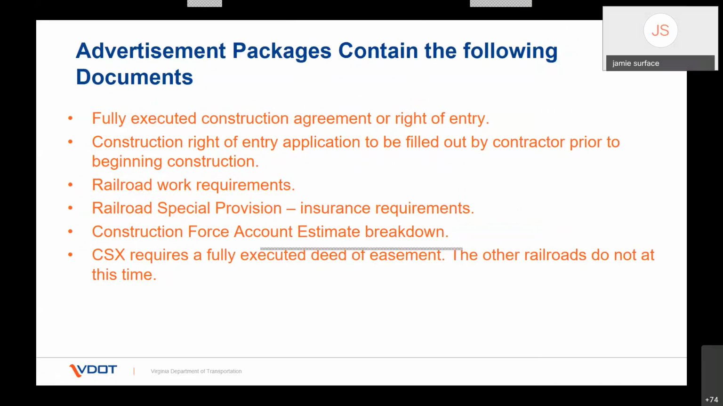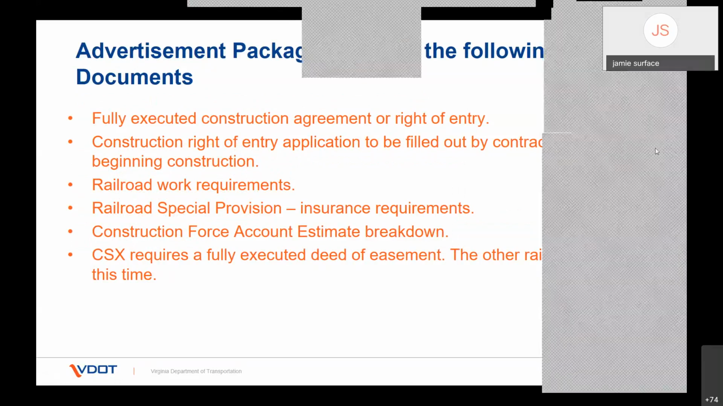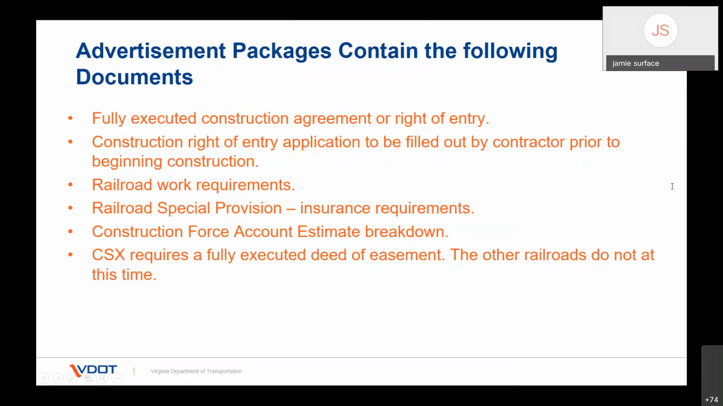Okay, as we start moving toward the advertisement phase, there's a couple things that we need. We need the fully executed construction agreement. I mentioned the right of entry, and for a project that has little rail impact, we may just have some work adjacent to the right of way. They will ask for a right of entry instead of an agreement. So typically, we're talking primarily about agreements here. It's got to have a fully executed construction agreement prior to advertisement.